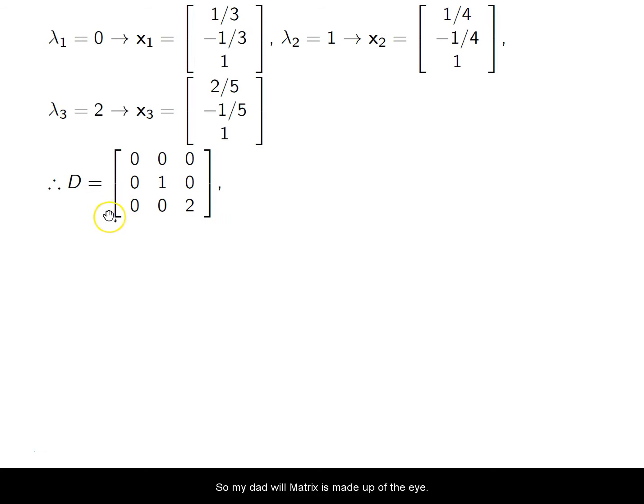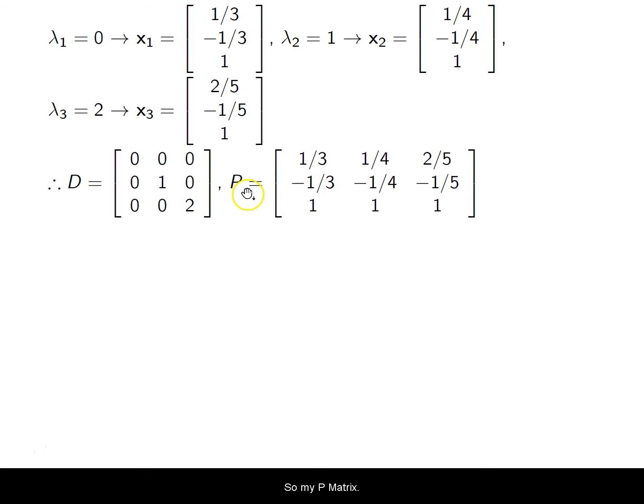So my diagonal matrix is made up of the eigenvalues. Okay, first one, second one, third one. Everything else is zeros because that's what it means to be a diagonal matrix, right? A diagonal matrix only has entries along the main diagonal. Okay, so my P matrix is made up of the individual eigenvectors. So here's the first eigenvector, the second eigenvector, the third eigenvector.